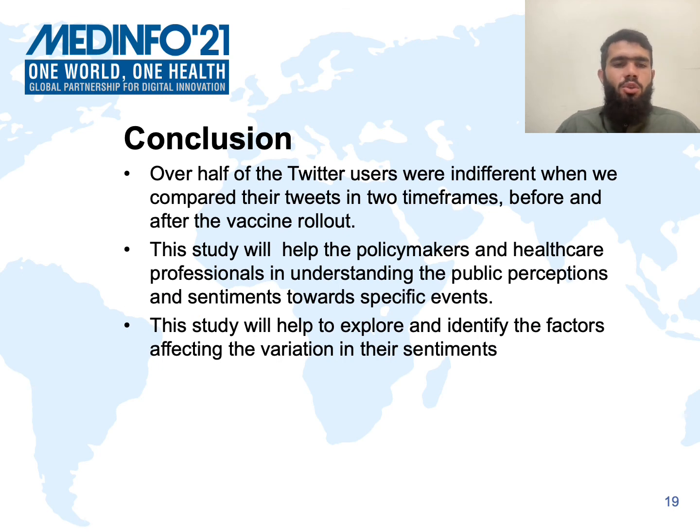So, the conclusion. Over half of the Twitter users were unchanged when we compared their tweets in the two time frames, before and after vaccine rollout, while the rest had their sentiments shift. This study will help policymakers and health professionals understand public perception and sentiments toward a specific event like a vaccine rollout. It will also help explore and identify the factors affecting variation in sentiments when a new event occurs.